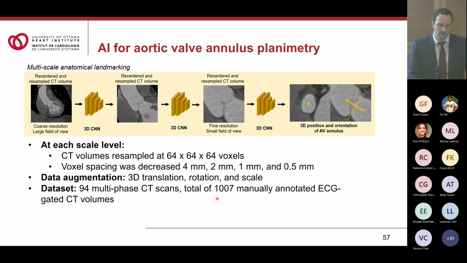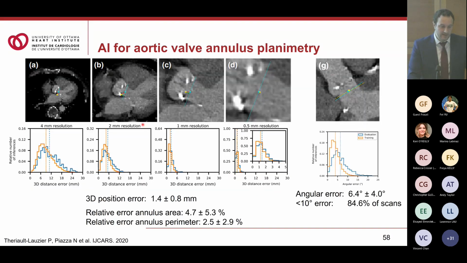So we've trained this in 94 patients, and we used phase CT scans. So we really had over 1,000 annotated CT volumes that we used in this project. And what we found is that as the algorithm progresses and homes in on the aortic valve, the error in terms of the localization of the valve center gets smaller and smaller. And at the last step, we're able to get it within about 1.4 millimeters, which is the size of about 2 or 3 pixels in the image.